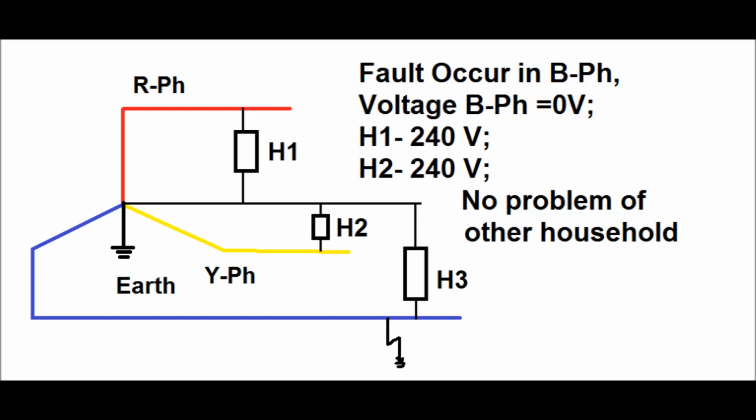Under normal condition, that is, if the neutral is connected to earth, let's consider that an earth fault occurs in the blue phase to earth, and H3 is connected between the blue phase and neutral. In this condition, the household supply H3 will be interrupted, but the other households, H1, connected to the red phase and neutral, and H2, connected between the yellow phase and neutral, will have no problem, as the voltage will not overshoot since the neutral is connected to earth.